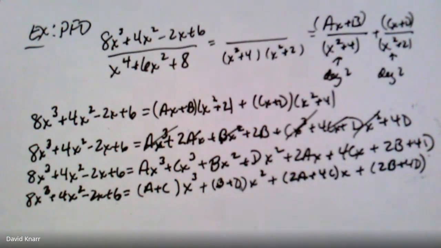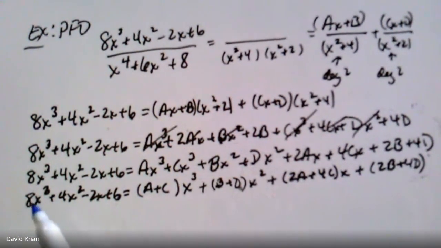Okay, now here's the trick. What we're going to do is equate the coefficients. It's pretty simple once you reach this point. What we want is the left side to be exactly the same as the right side. We need them to be equal to each other. So we actually know some stuff about these variables over here on the right. For example, let's start with x cubed. On the left side, there's an 8 in front of the x cubed. On the right side, there's an a plus c.